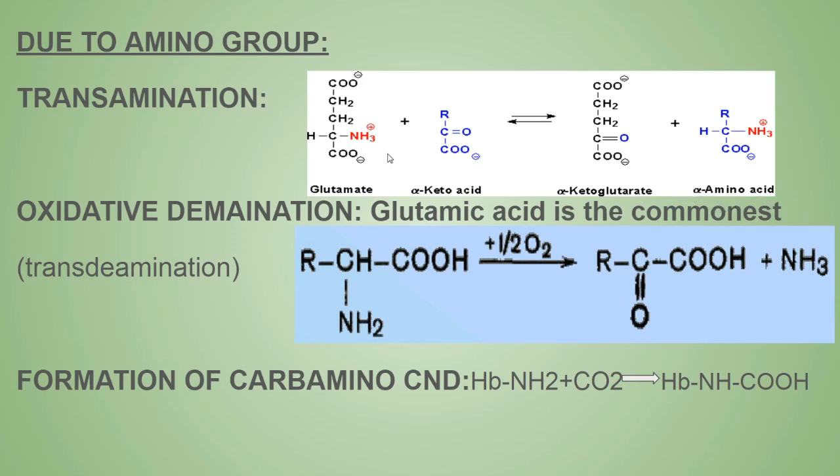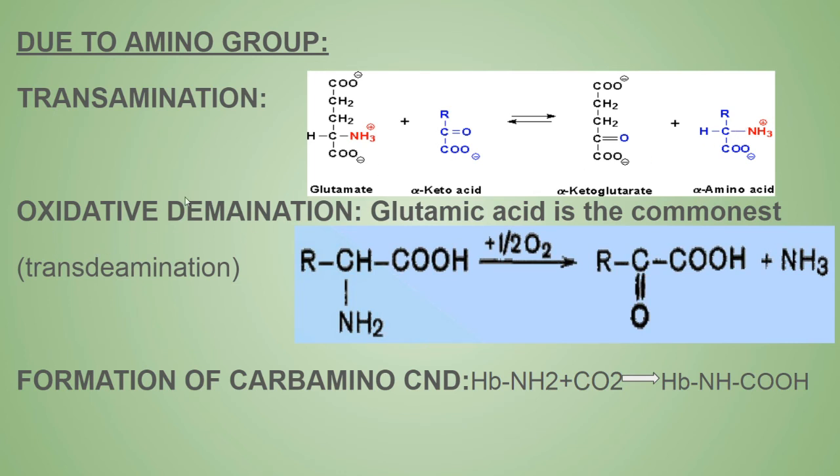So in this reaction, the NH3 is transferred to the other compound, and the ketone group of that particular compound is transferred to the amino group of that particular acid. So a different amino acid will be formed, and this process is a very important reaction in the body for the interconversion of amino acids and for synthesis of the non-essential amino acids.